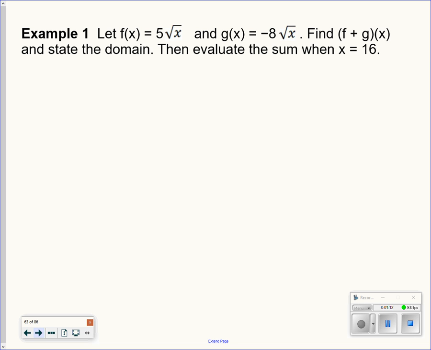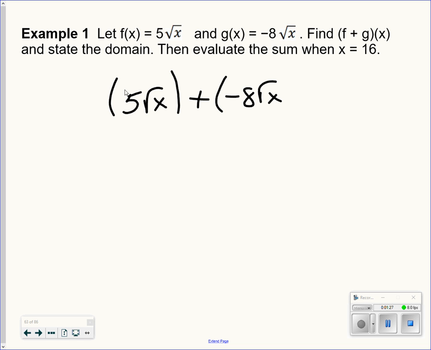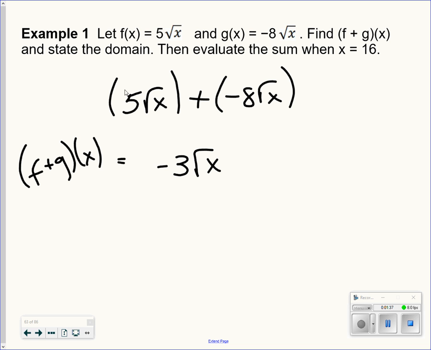So here we go. Let f of x equal 5 square roots of x and g of x equal -8 square roots of x. Find f plus g. So they want me to take the f function plus the g function. So 5 square roots of x plus -8 square roots of x would be -3 square roots of x. So this is what f plus g of x would equal.